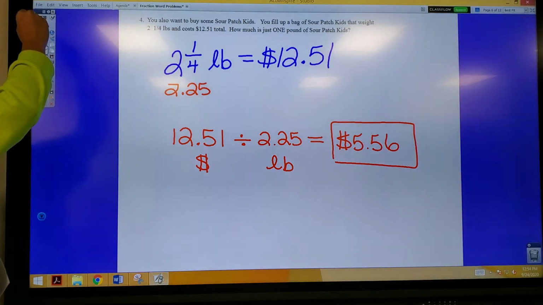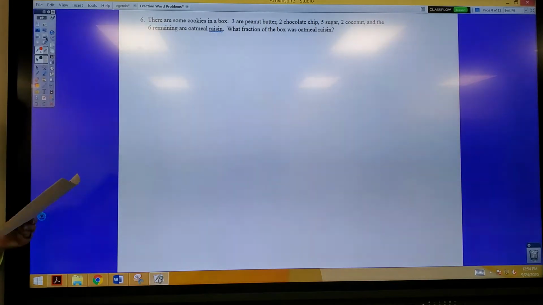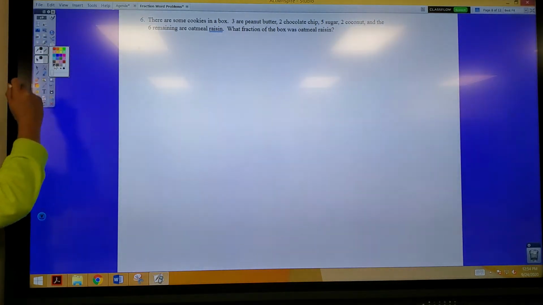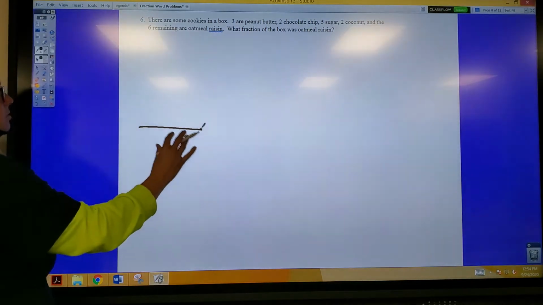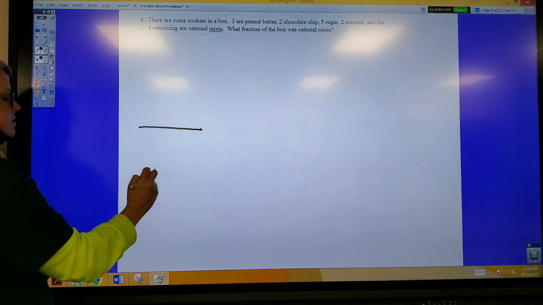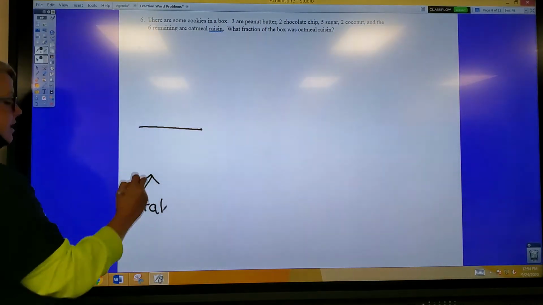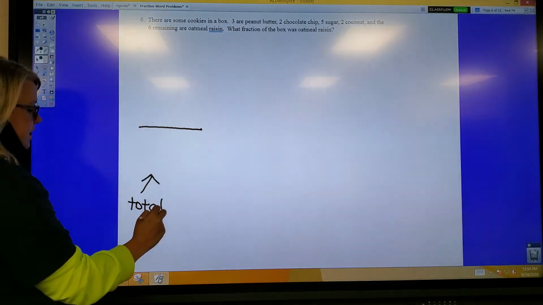Okay, number 6 says there are some cookies in a box. 3 are peanut butter, 2 chocolate chip, 5 sugar, 2 coconut, and the 6 remaining are oatmeal raisin. What fraction of the box was oatmeal raisin? So when we are writing a fraction, one of the most important numbers we have is the denominator. And the denominator is going to tell you the total amount. And in this case, it's going to be the total cookies.